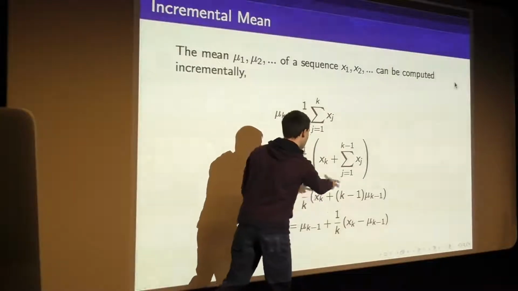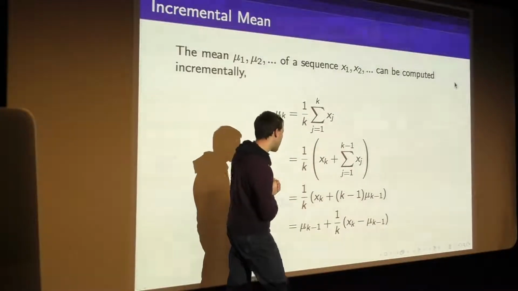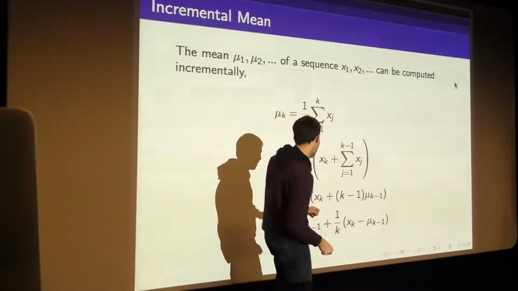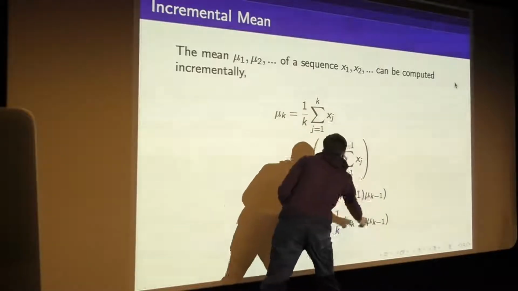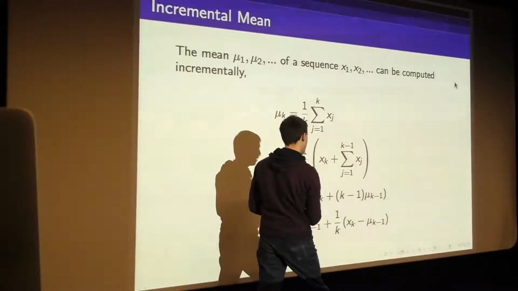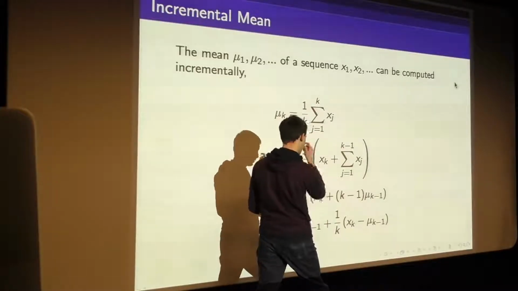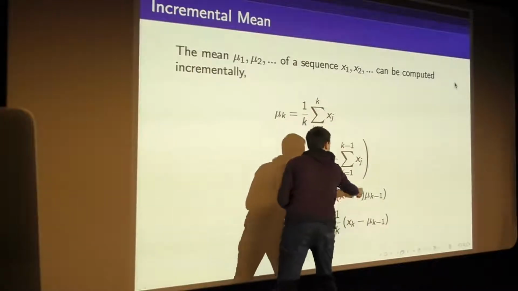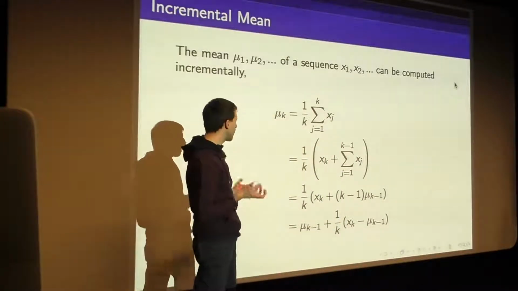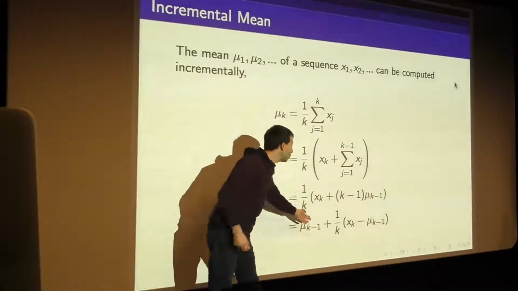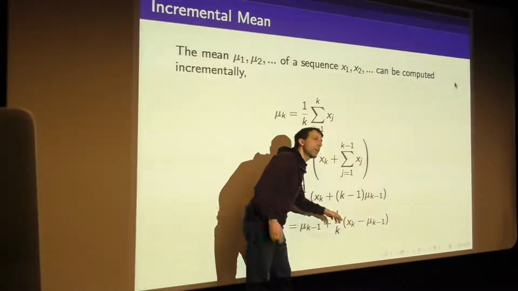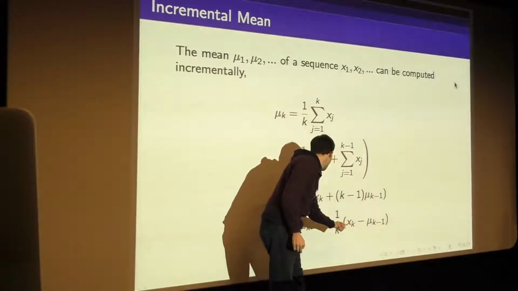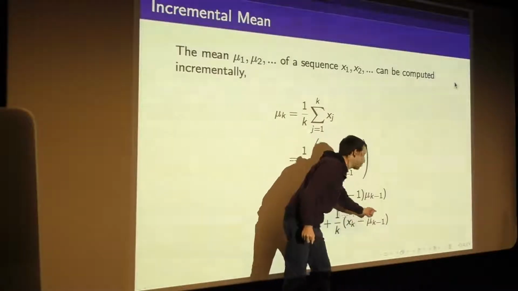If we rearrange these terms and collect together our x_k's, we've got 1 over k of them here, and our mu_{k-1} terms we can pull out, subtracting off the 1 over k mu_{k-1} that we have here. What we see is that the new mean is the old mean plus some step size, 1 over k, a little increment towards the difference between your new element and what you thought the mean was.